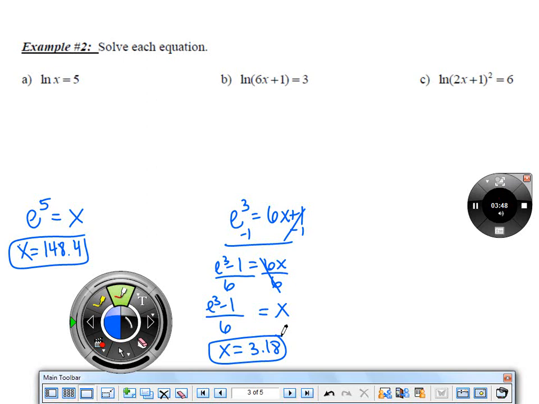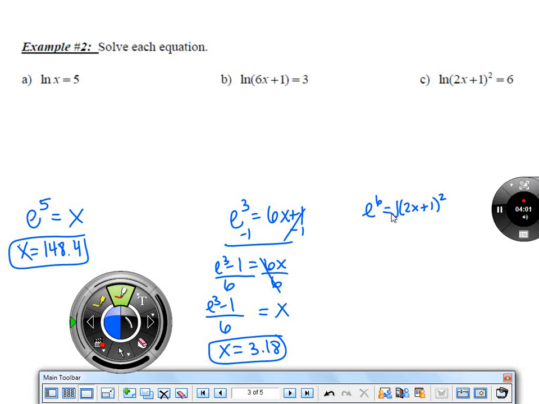All right, so last one here. Okay. I'm going to go ahead and again rewrite. So I'd have e to the 6th equals 2x plus 1 squared. To get rid of the squared, I'm going to square root both sides. And that's going to give me 2x plus 1 equals plus or minus e to the 3rd. And then I would subtract 1 from both sides. So I'd have negative 1 plus or minus e to the 3rd equals 2x, and divide by 2.